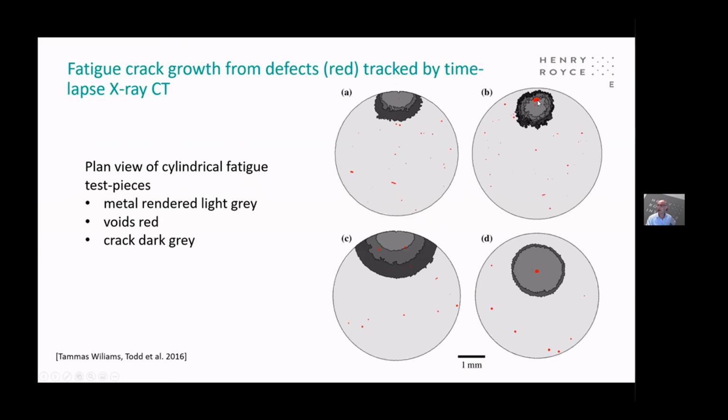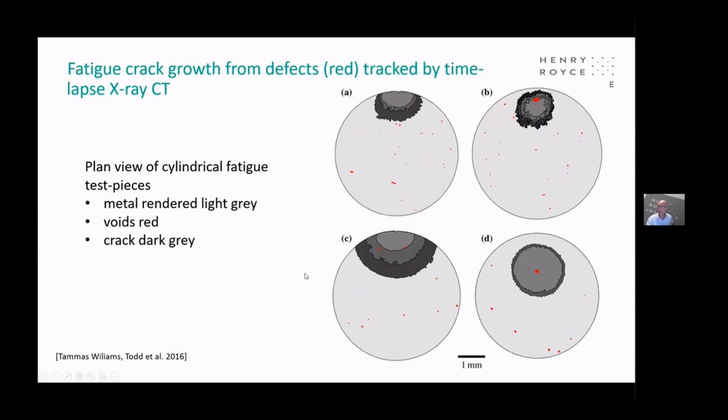Occasionally, we'll get growth from an interior defect. And here we can see really quite a large interior defect. And you can see that the crack has started to grow from that large defect. But on the whole, it was much more common to see, as in C and A, defects growing from the surface or the near surface region.